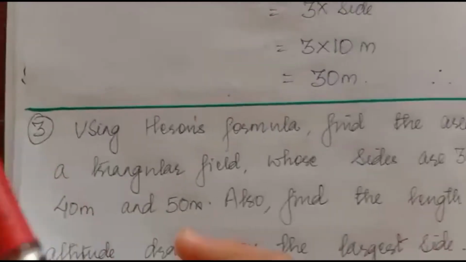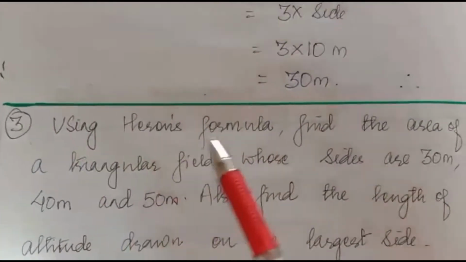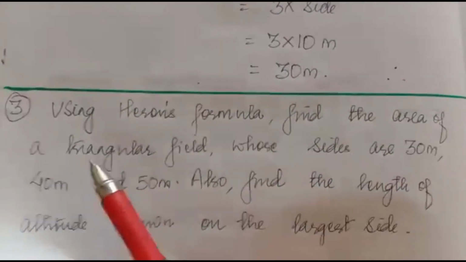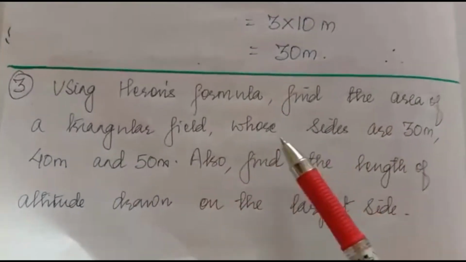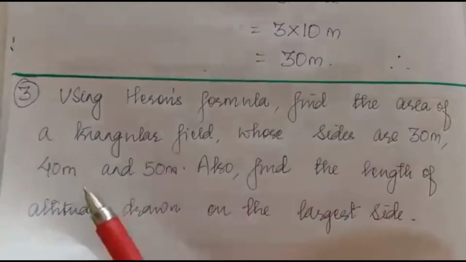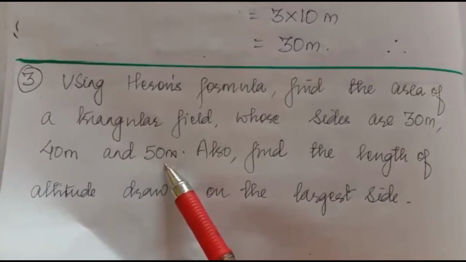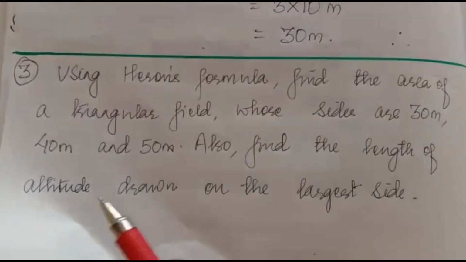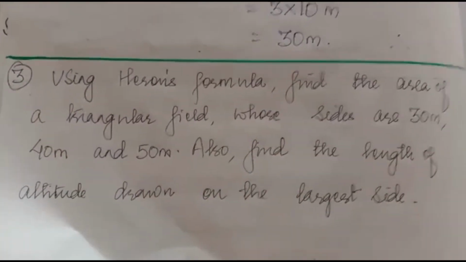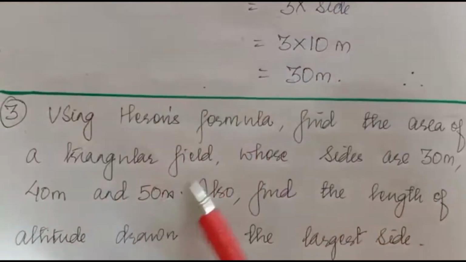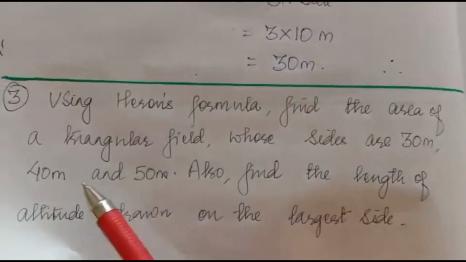Now next question is question number 3. Using Heron's formula, find the area of a triangular field whose sides are 30 meter, 40 meter and 50 meter. Also find the length of altitude drawn on the largest side. First, you have to find the area of the triangular field whose sides are 30, 40 and 50. First, we will find its area.